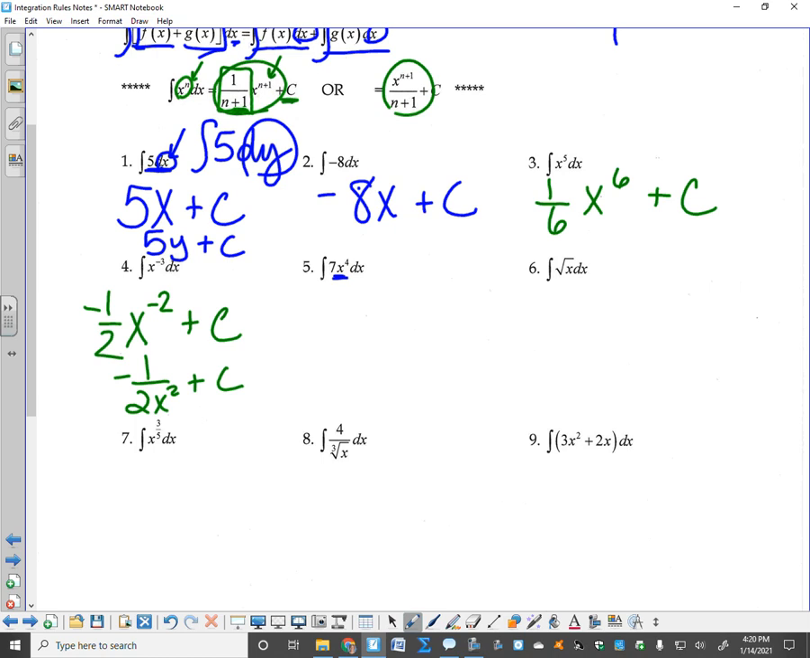All right, number 5, 7x to the 4th. The 7 is just hanging out, so I'm focused on the x to the 4th. I'm going to add 1 to my power, that's a 5. Bring it out front and put it on the bottom. So that's going to be 7/5 x to the 5th plus c.